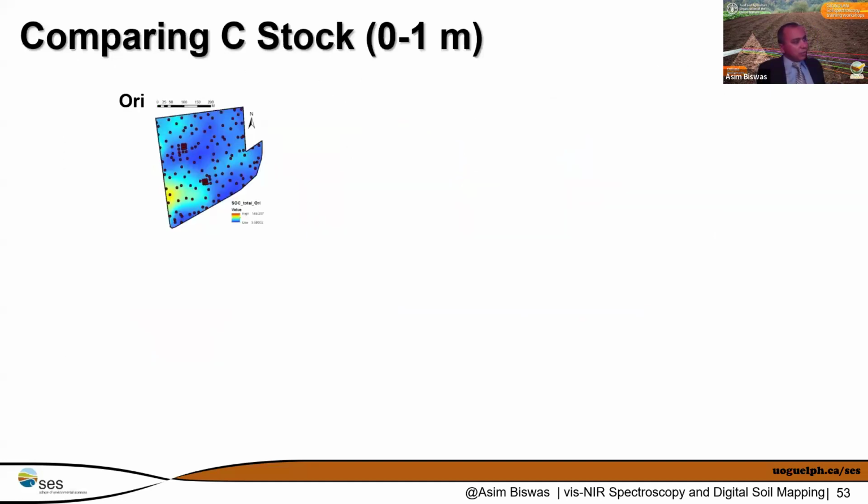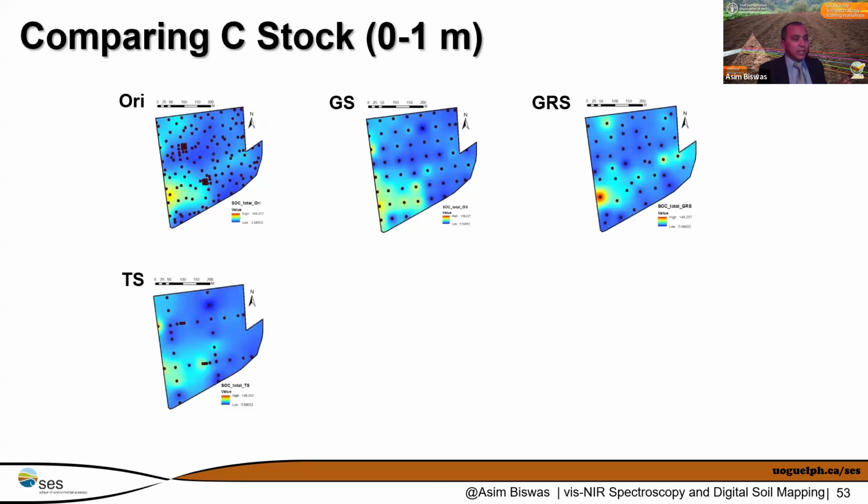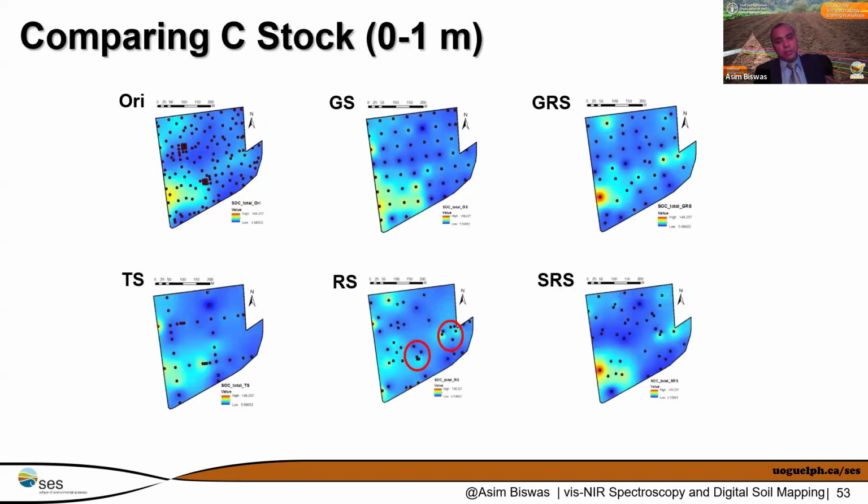And as we go through the mapping, the original data, which is a map with 148 locations, is the most intensive data we have and the best variation we can capture through the mapping. And then we develop a map for each of those individual sampling techniques. Based on the sampling technique, of course, we see the variation.